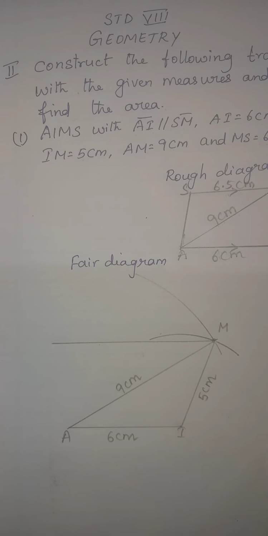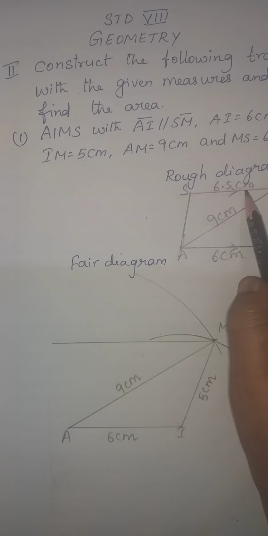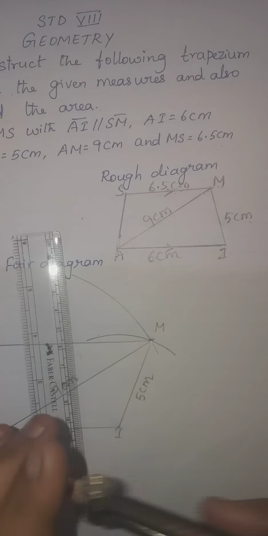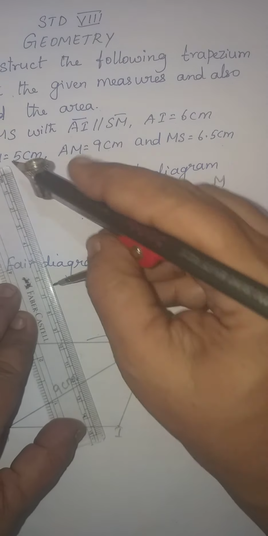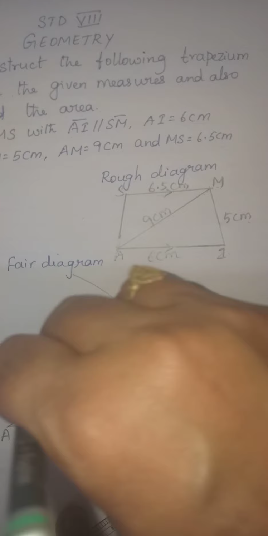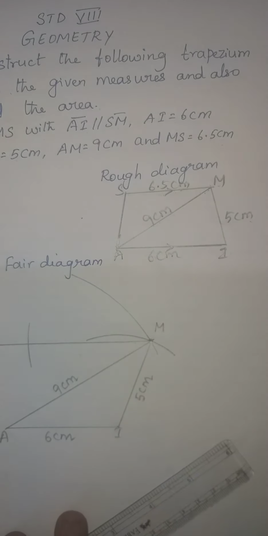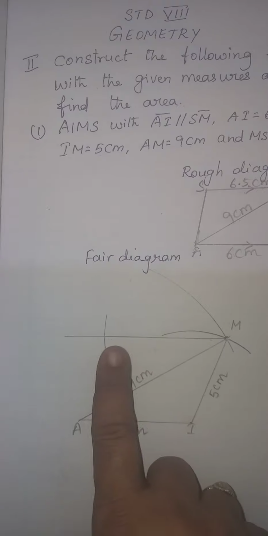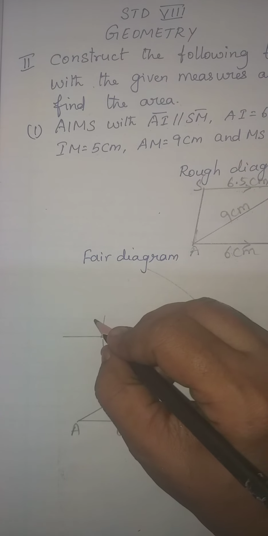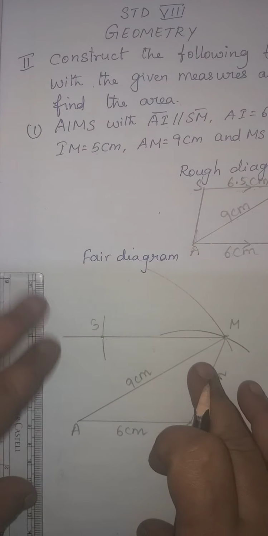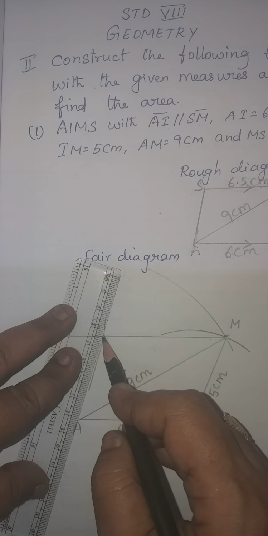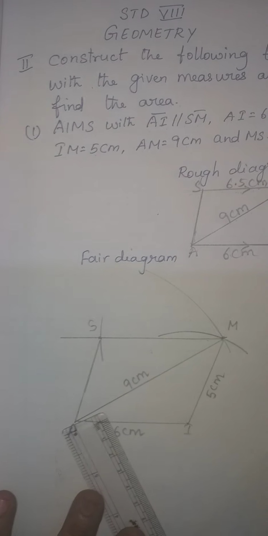Now you can see here SM is given 6.5 centimeter. Now we are going to measure 6.5 centimeter using ruler and compass. So with M as center, radius 6.5 centimeters, draw an arc such that it cuts the parallel line at this point. This is S. Now let us join AS. Now we have constructed the trapezium.